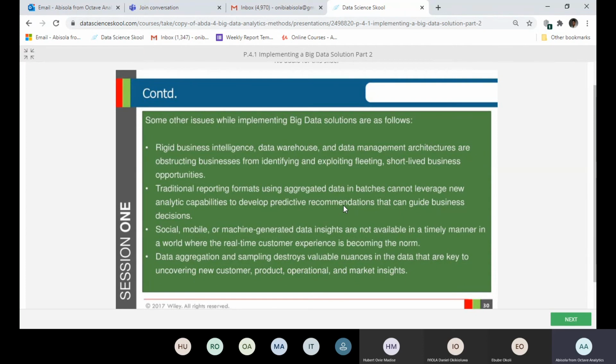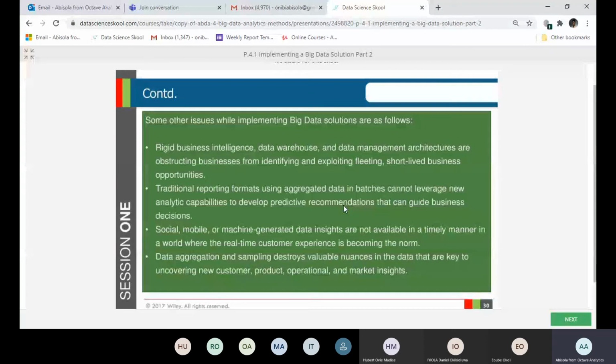So when they have rigid business intelligence, they are telling you this is how we like our visuals. If you cannot give us a line chart or bar chart, then we don't want any other thing. That's another challenge you can have with big data solutions: companies not wanting to become flexible with their data management architectures or their business intelligence methods. So that is one.